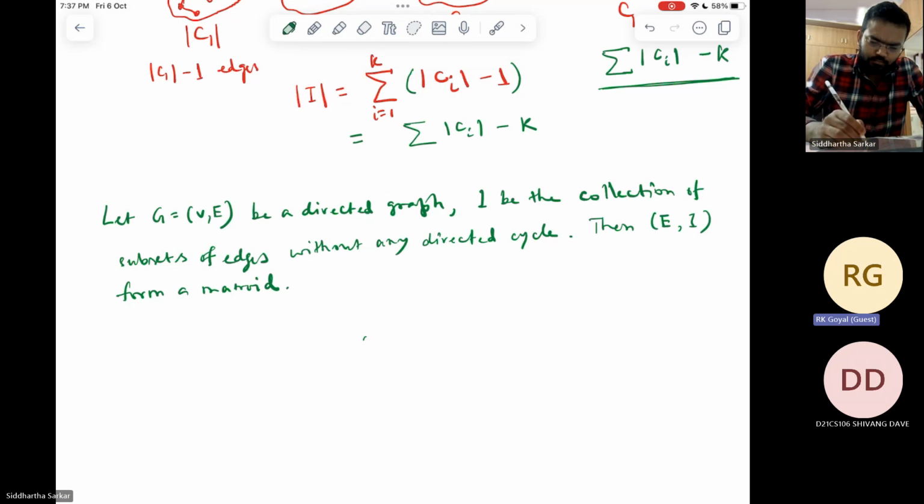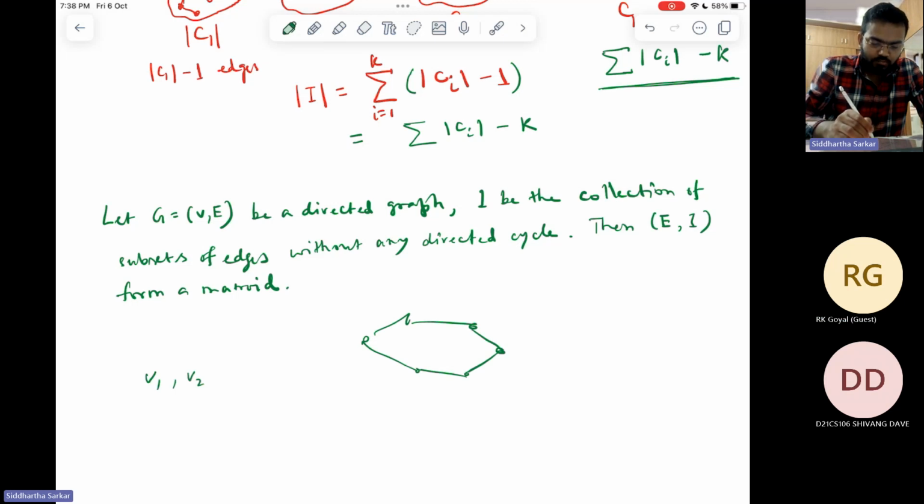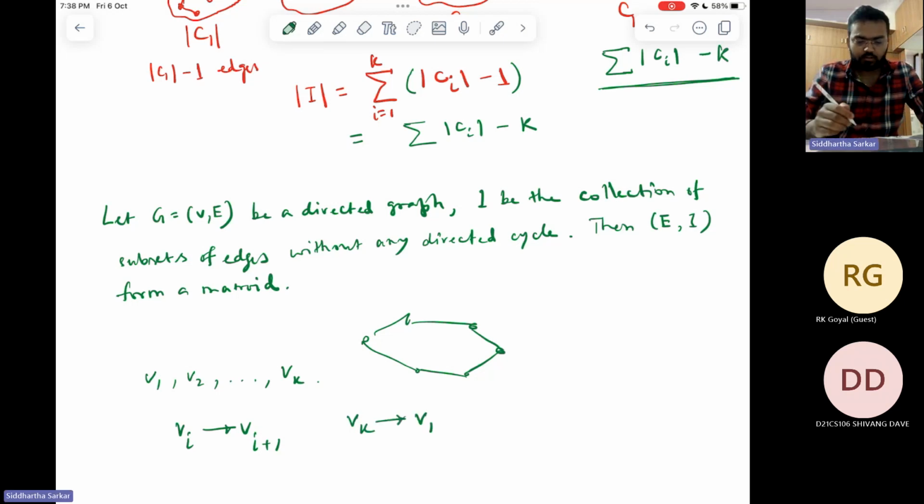So a directed cycle is a sequence of vertices such that there is a directed edge from Vi to Vi plus 1. There is a directed edge from Vk to V1 also.